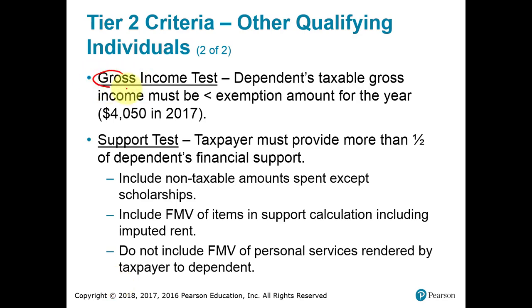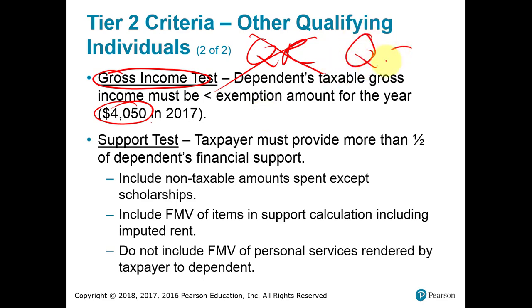Now we have a gross income test for qualifying relative, not qualifying child now. The amount they cannot make is over the amount of the exemption for the year. So this is one of the harder tests to meet to get a person to be a qualifying relative. Very easy to make more than this amount for the year. And if they do, right there, it disqualifies them from being a qualified relative. Keeping in mind, qualifying child, that previous test, there is no income test. You could make lots of money.